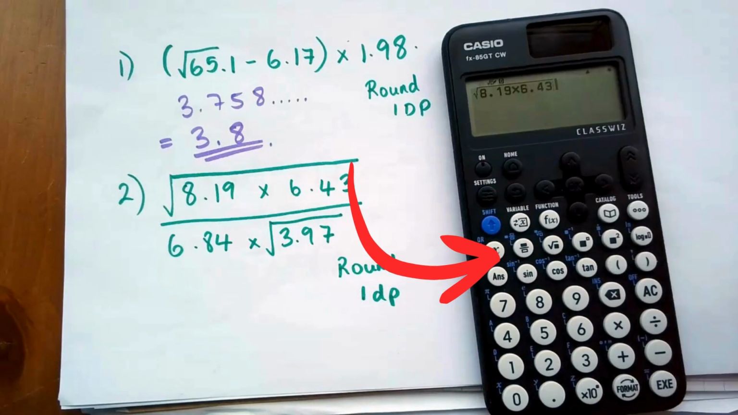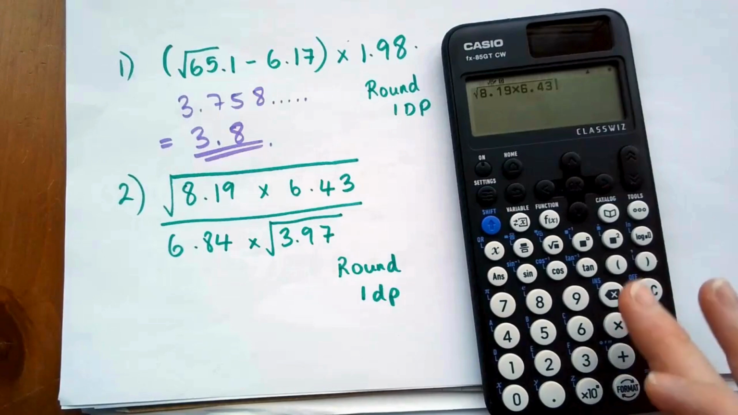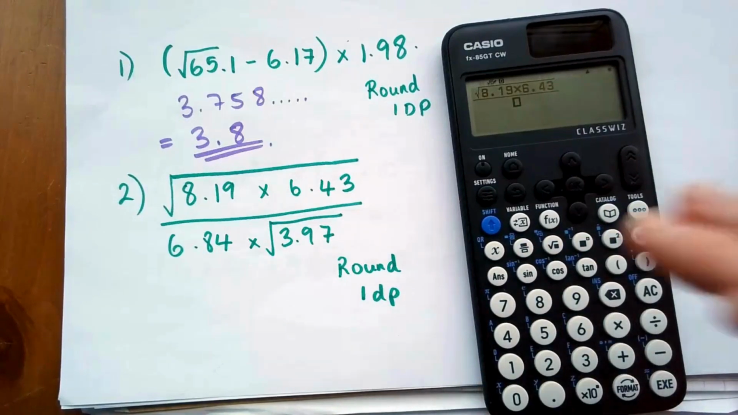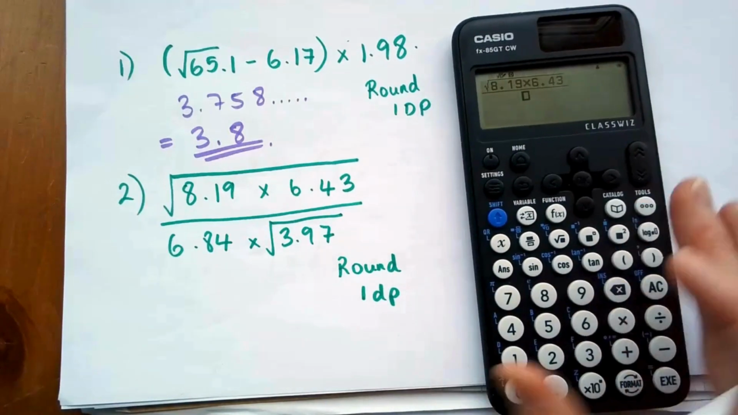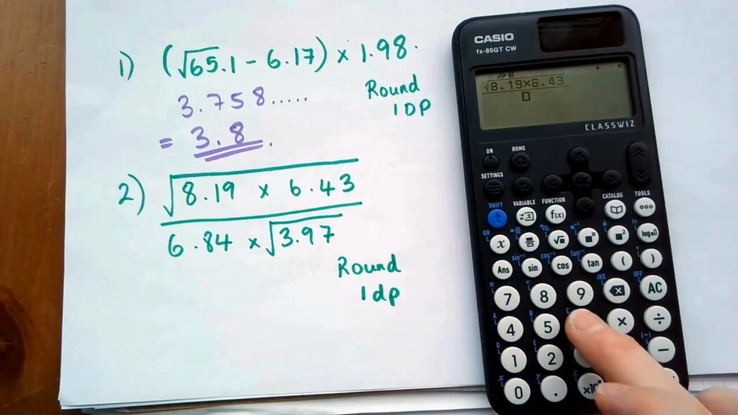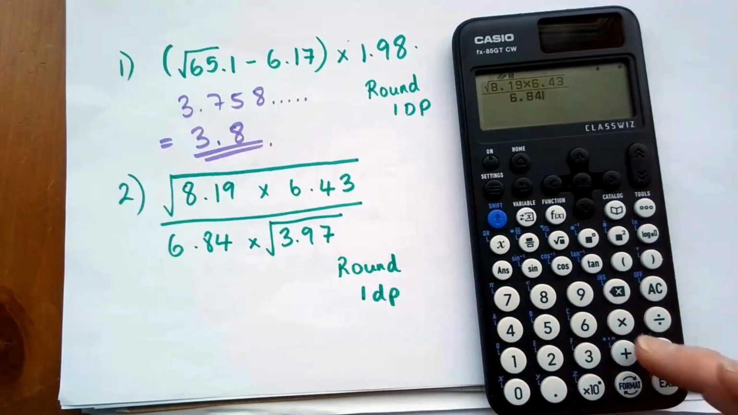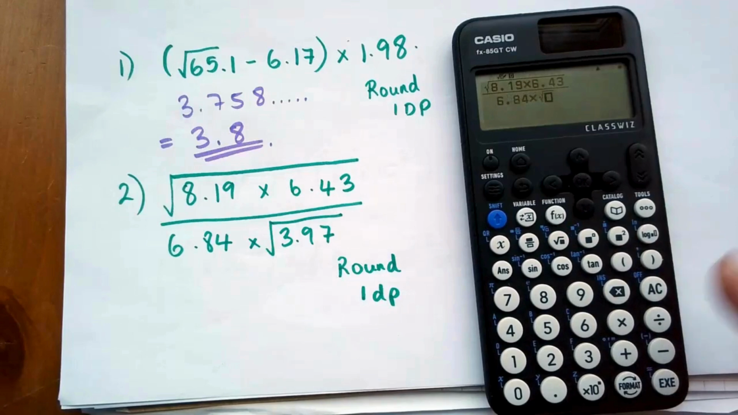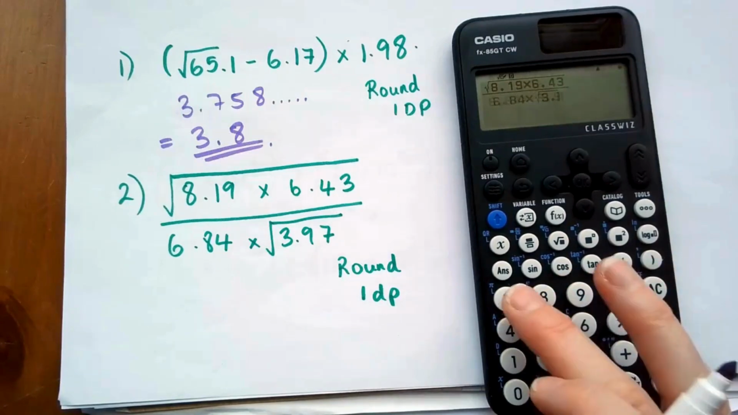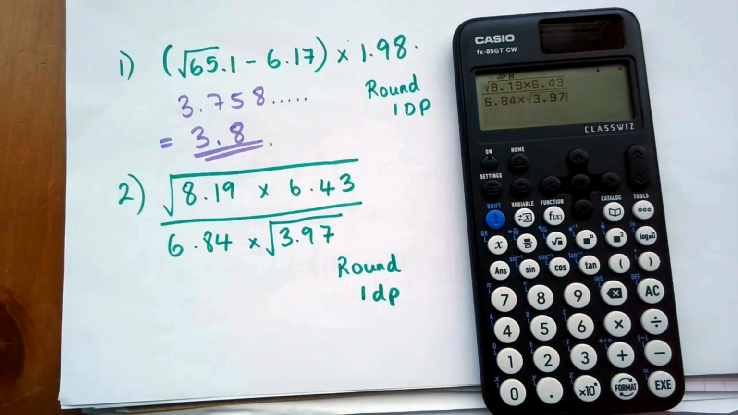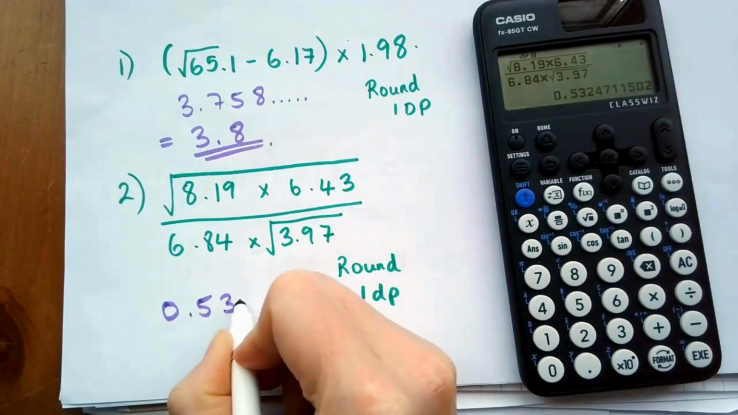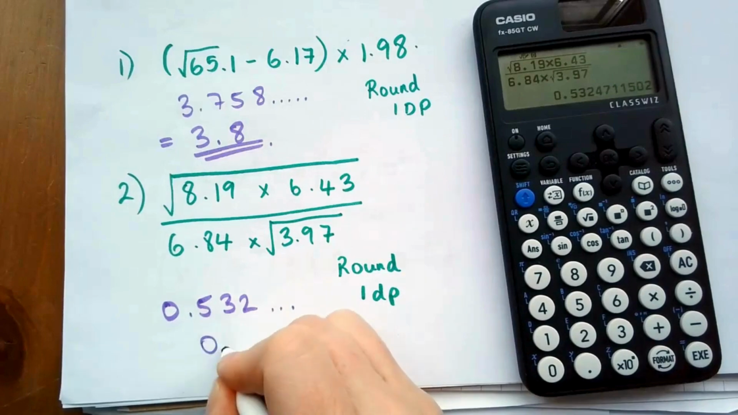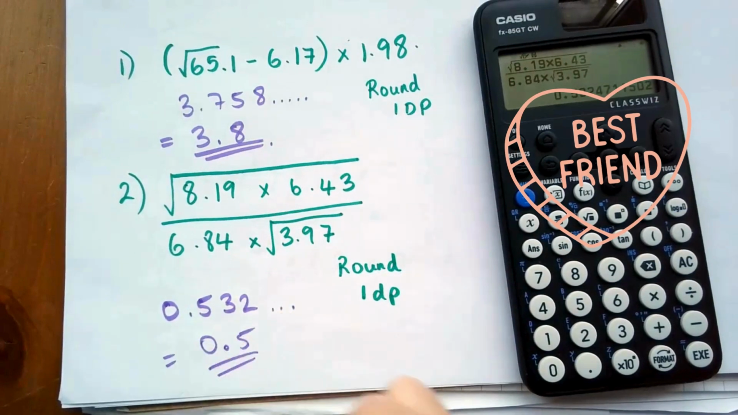So I'm going to make sure the cursor goes over, and this is one of the biggest mistakes, I think, when you're putting it into your calculator, because it makes such a big difference. Right, okay, so let's carry on. We've got it all right. And we're going to put 6.84 in, and we've got to times that by the square root of 3.97. Okay, so let's just double check everything is good, and then we can press the button there and we get our answer, 0.532 and so on, rounded to one decimal place, 0.5. Final answer. Okay.